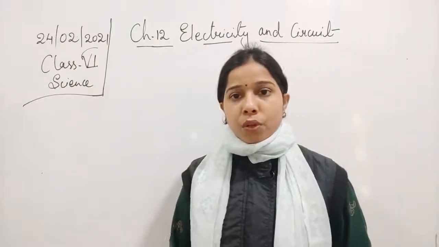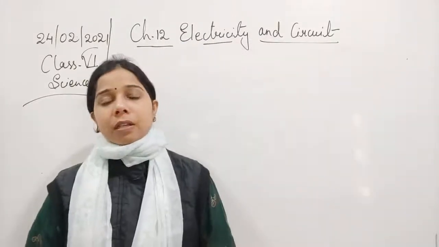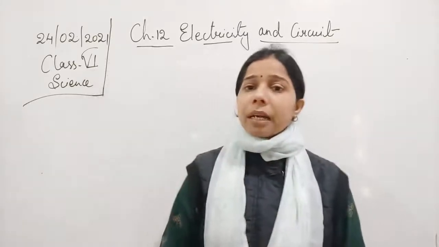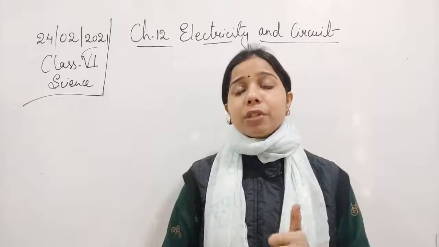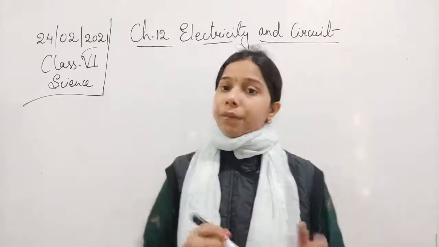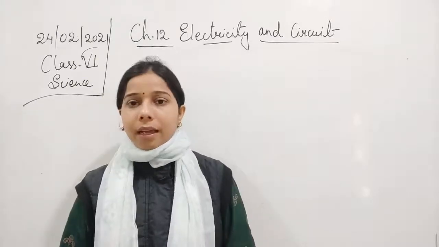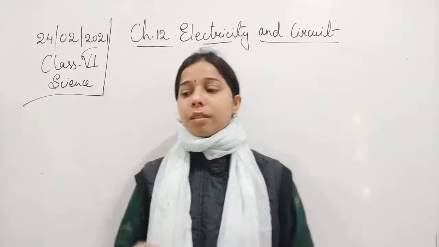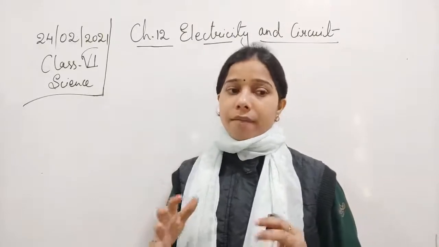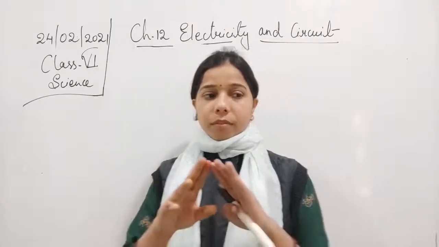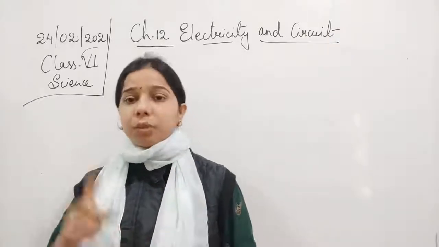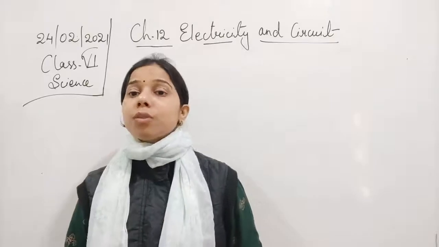Hello students. So students, in the previous class in this chapter, that is electricity and circuit, we were talking about the circuit itself, in which we had discussed the open circuit and the closed circuit. When we were talking about the open circuit and the closed circuit, we saw that the open circuit is the circuit when the connecting wires are not connected properly to each other, either to the device itself or to the cell itself.